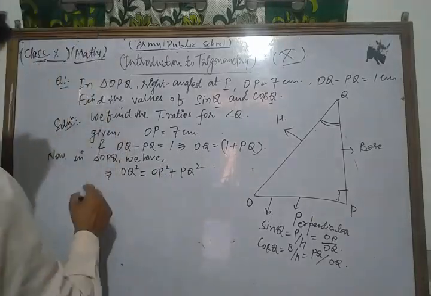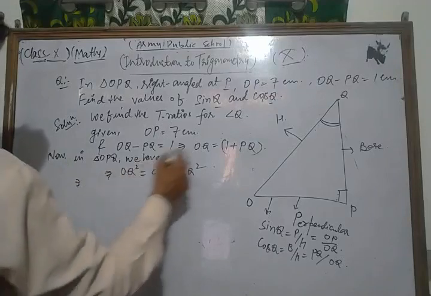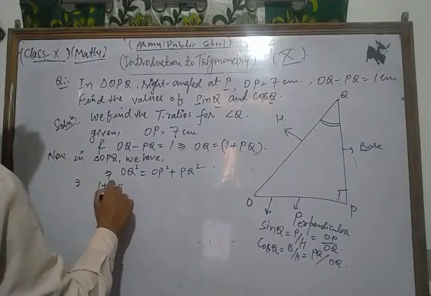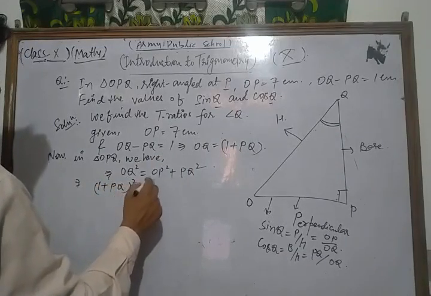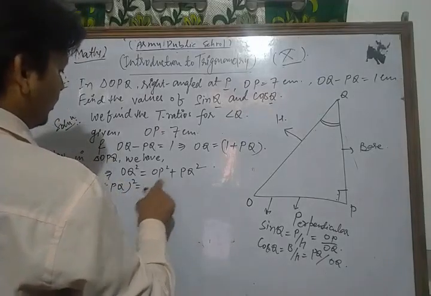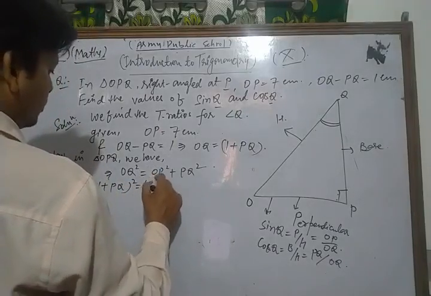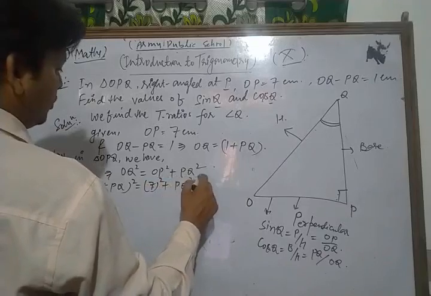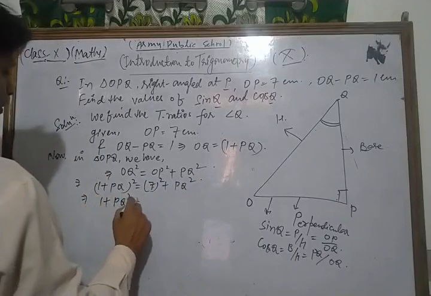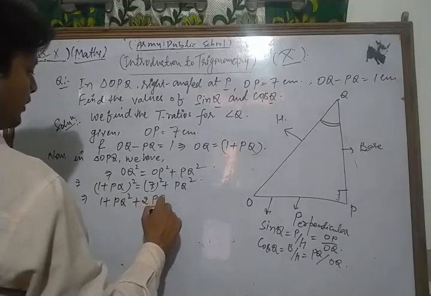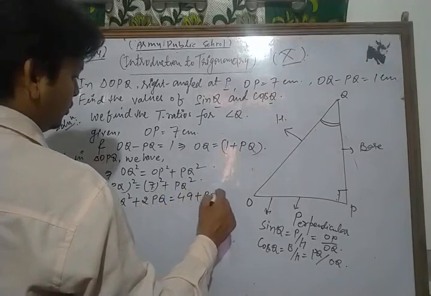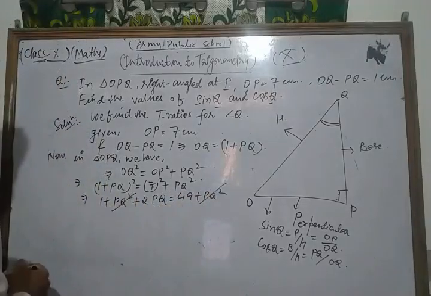Now we put the value of OQ. The value of OQ is 1 plus PQ, whole square, is equal to OP square plus PQ square, and the value of OP is 7. So we write 7 square plus PQ square. Now we simplify using the identity (a plus b) whole square, so 2 PQ is left. 7 sevens are 49, and this we write as PQ square. Now PQ square is what?